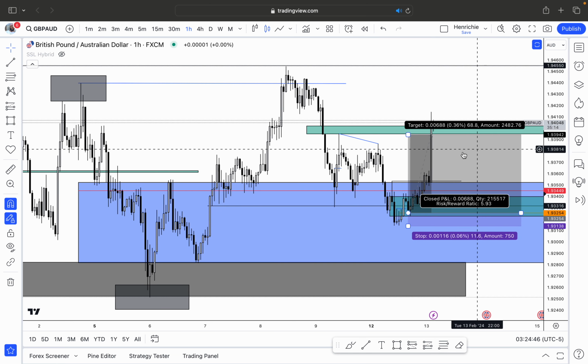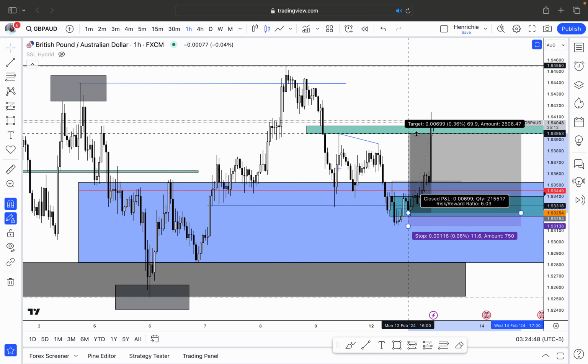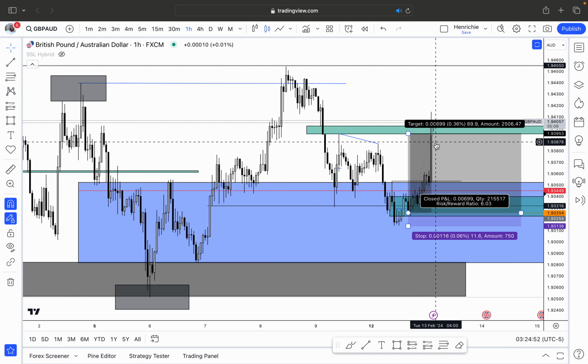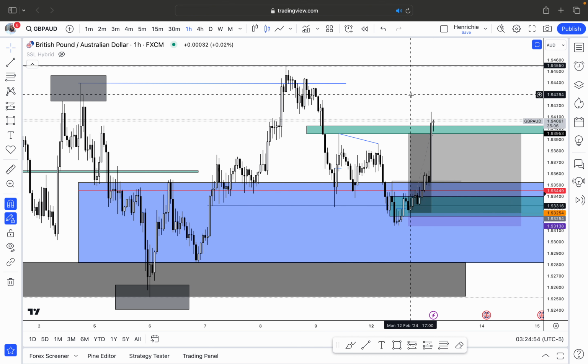So it's basically a 1:6 risk to reward ratio. As you can see, that right here is a 1:6 risk to reward ratio. So that is how I got into this trade, and if you do have any questions, you can drop them in the comments.